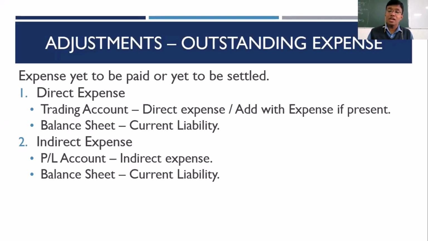Now, we know that when it comes to preparation of final accounts, there are two types of expenses that you can have. You have direct expenses, then you have indirect expenses. When it comes to outstanding expenses, there are two kinds of expenses that you can have: one is direct expense and the other is indirect expense.